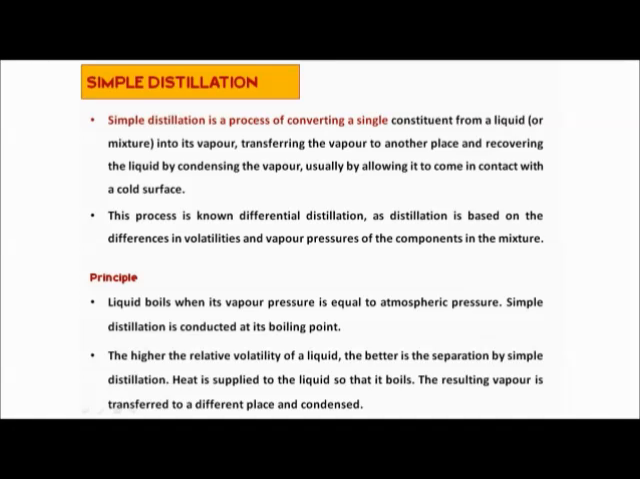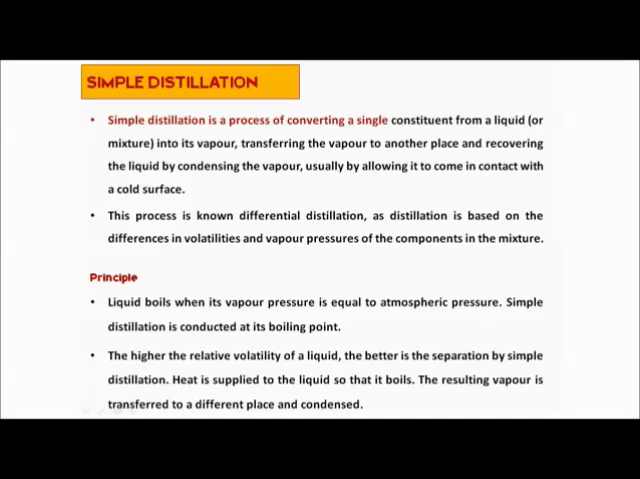Relative volatility means the volatility of one component as compared to that of the other component which is present in a liquid, right? So the higher the relative volatility of a liquid, the better is the separation by simple distillation. Suppose we have a component A and water. A has been mixed with the water. The volatility of A is very less as compared to that of the water. What will happen? The water will immediately get evaporated and we are going to get back the component A separately.